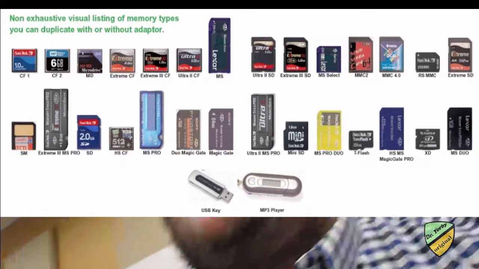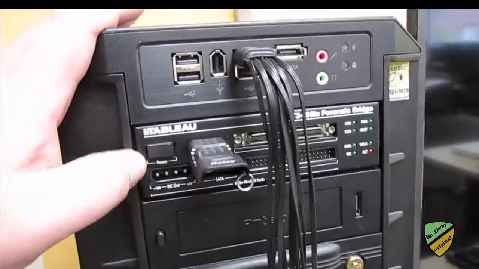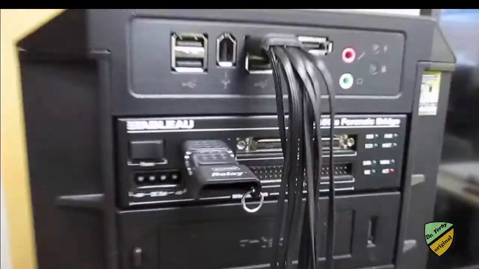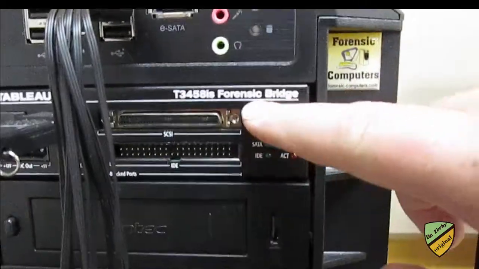Other things with hardware that I wanted to go over are write blockers. When you connect a computer or a drive to a machine, here I have a forensics machine, and you'll notice I have this piece of hardware in here called Tableau. Tableau is just one of a couple of manufacturers that make write blockers. This computer actually has a built-in write blocker. So you see this is our forensic bridge.